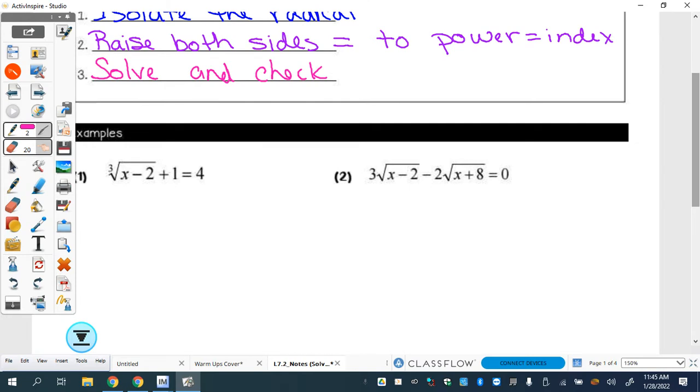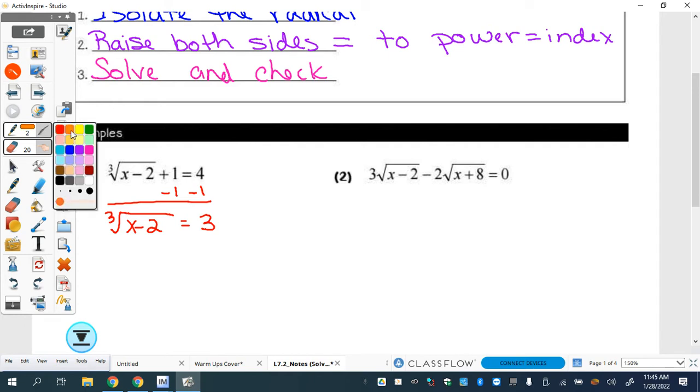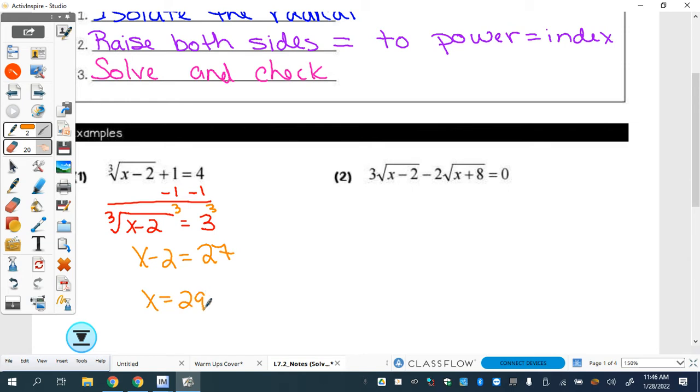We have the cube root of x minus 2 plus 1 equals 4. So I'm going to go through step 1 and isolate my radical. I'm going to subtract that 1 over so that that cube root is by itself. So I get the cube root of x minus 2 equals 3. Now this is a cube root, so that means my index is a 3. So I'm going to raise both sides to the third power. Again, whatever that index is, that's the power you use. So x minus 2 equals 27, because 3 to the third is 27. Add my 2 over, and I get x equals 29.